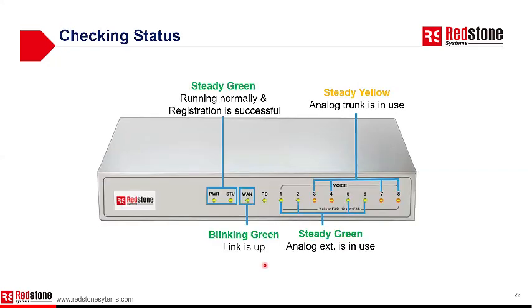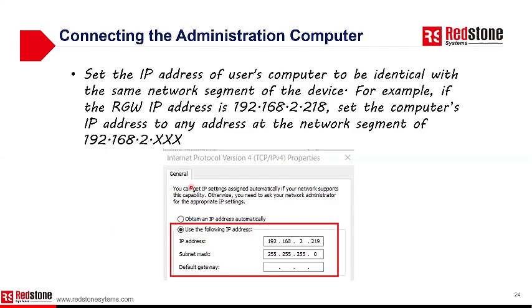Then on the LED indicator, we need to check the status. Steady green for the power and the status means it runs normally and the registration is successful. The one that is blinking means the link is up. For the analog trunk, steady yellow, and for steady green, it means the analog extension is in use.